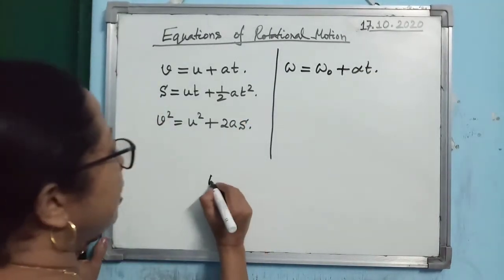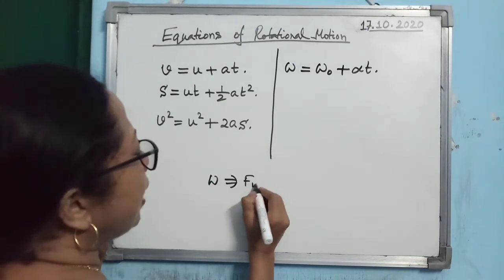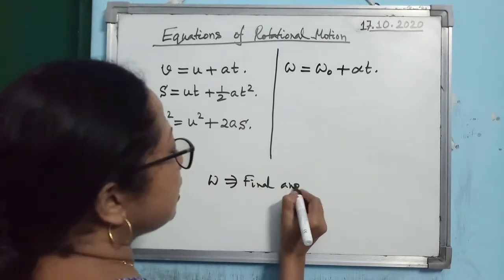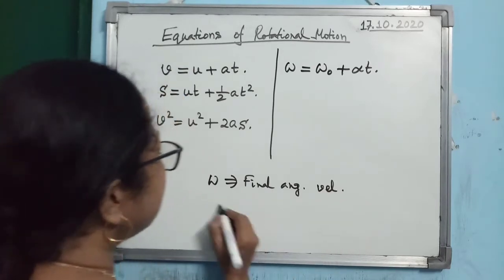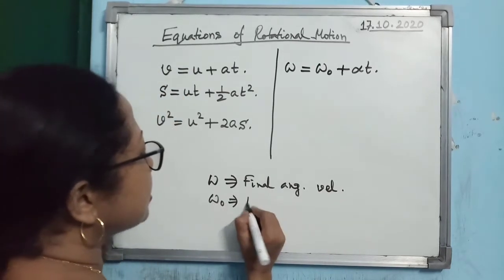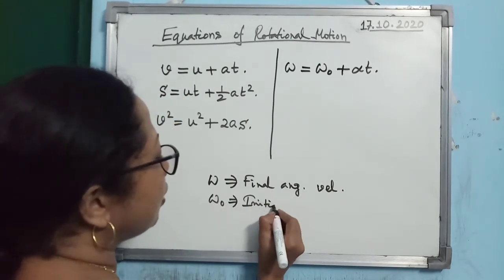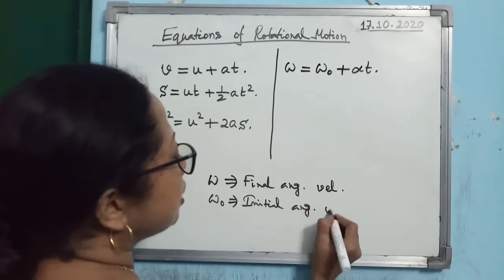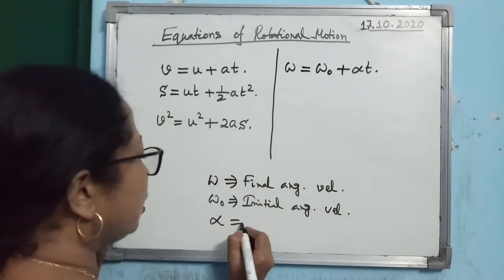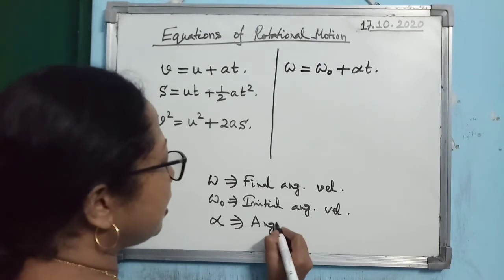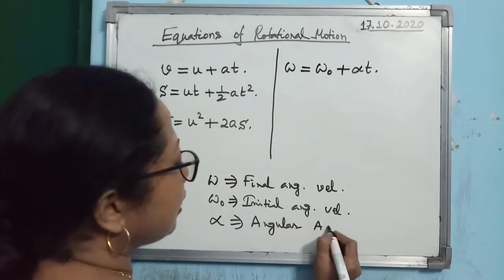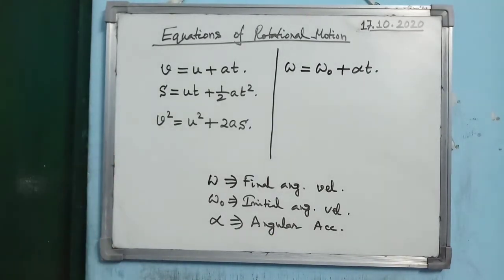I am writing it here. Omega is the final angular velocity, and omega naught is the initial angular velocity. And what does alpha represent? Already you know, alpha is the angular acceleration, and t is the time taken.